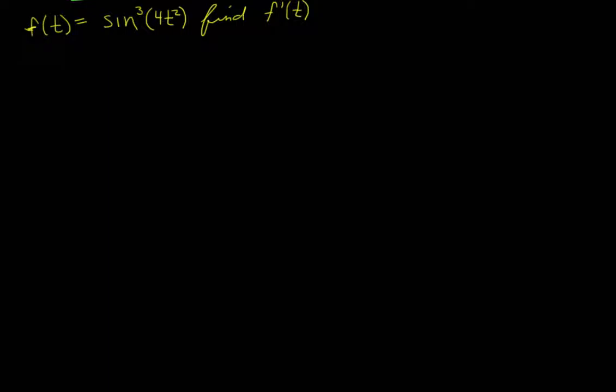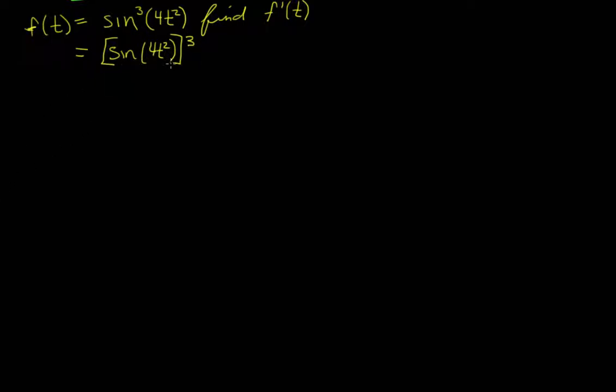Hey guys, I'm going to go over a problem where you need to use the chain rule multiple times to find the derivative of the function. Here we have sine cubed of 4t squared. Let's first remember that sine cubed of 4t squared really means sine of 4t squared, and that whole piece is being cubed.